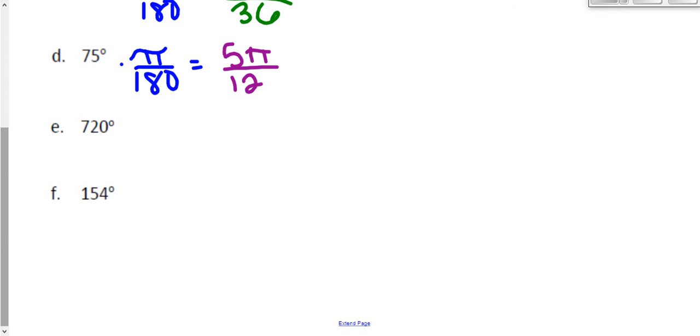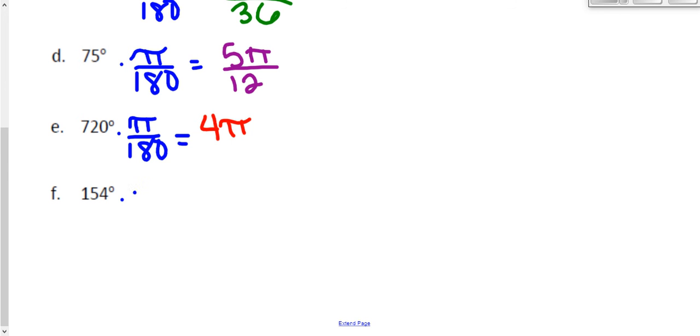All right. Up next, we're going to have the number 720. We're going to multiply that by pi over 180. This time, the GCF is actually 180 itself. 180 goes into both things. So 180 goes into 720 4 times. So it's going to just be 4 on top and nothing on bottom. So 4 pi is our answer.